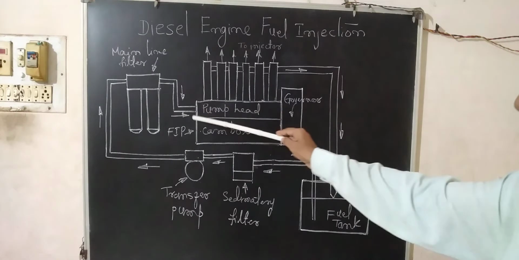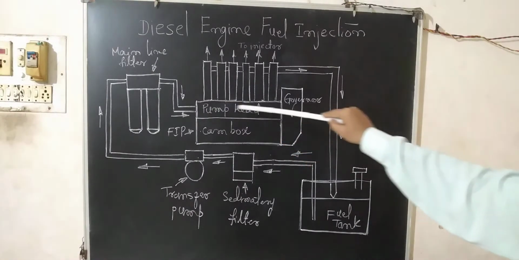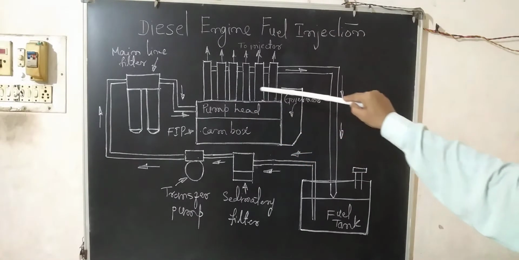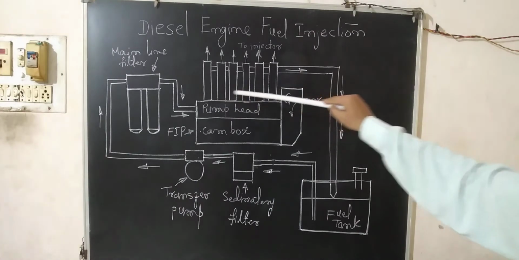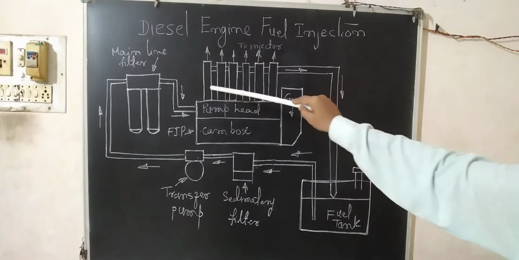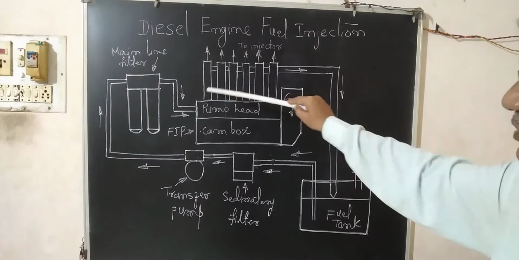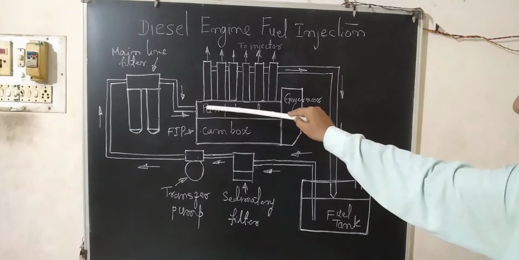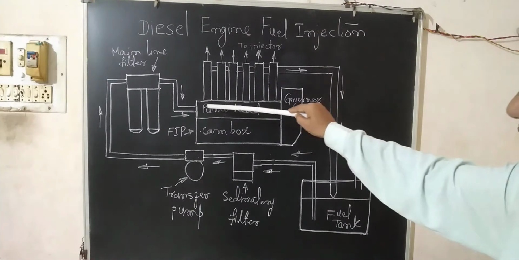So then again it will enter the main gallery. This is the main gallery over here, and the elements will be there. In this particular sketch, 6 cylinders are shown. There are 6 elements. There is a common gallery over here.